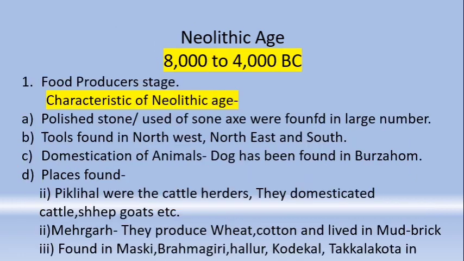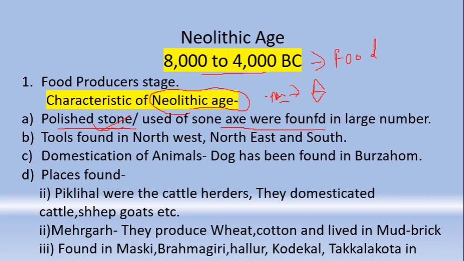Okay, next we have the Neolithic age, which we also call the food producers' age. Now what are the characteristics of the Neolithic age? Here the characteristic is polished stones. First, in the Mesolithic age we saw the microliths, which were a little bit developed and modernized. Here we see the most modernization and development in the Neolithic age. One is called polished stones. The use of stone axes was found in large numbers.